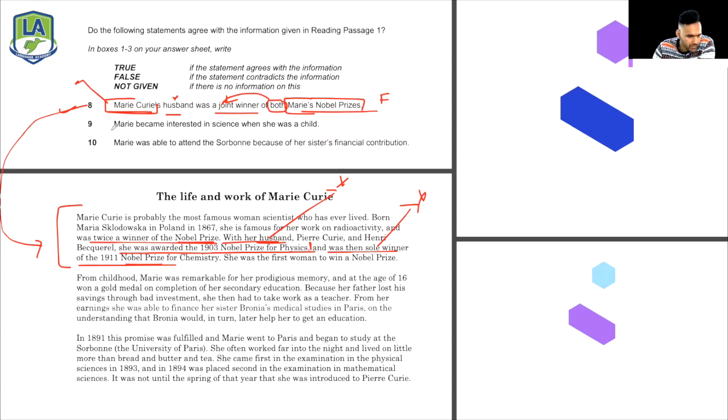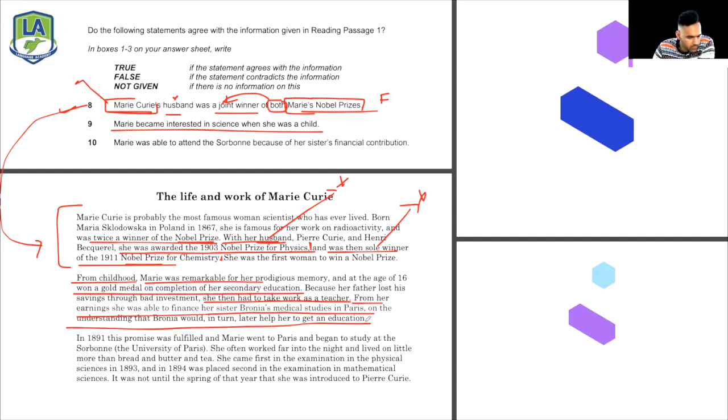Next, Mary became interested in science when she was a child. So we have got the answer for 8th here, 9th will probably be afterward. From childhood, Mary was remarkable for her prodigious memory and at the age of 16 won a gold medal on completion of her secondary education. Because her father lost his savings through bad investment, she then had to take work as teacher. From her earnings, she was able to finance her sister Bronnier's medical studies in Paris, on the understanding that Bronnier would in turn later help. So we have got financial contribution here, right, which relates to this. So the answer should be over here.